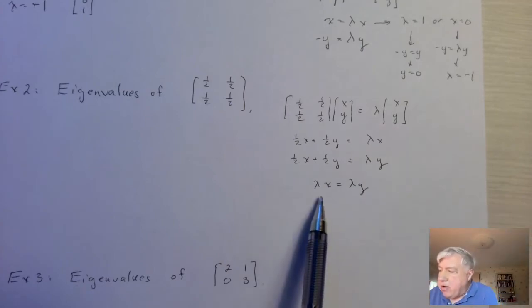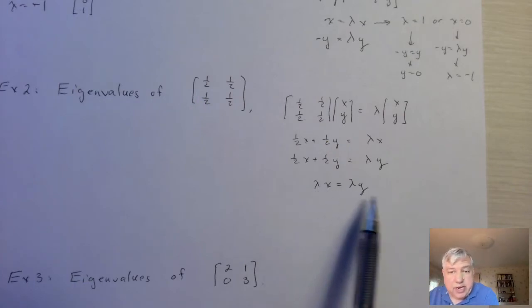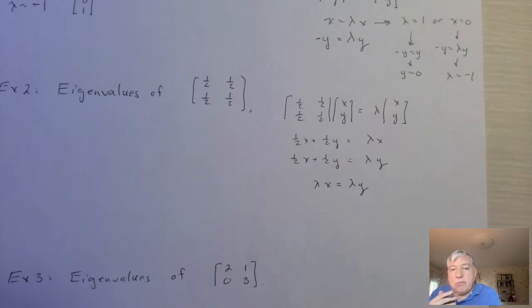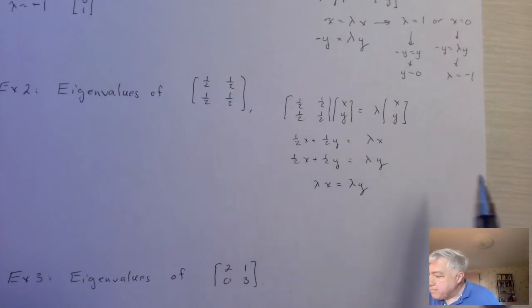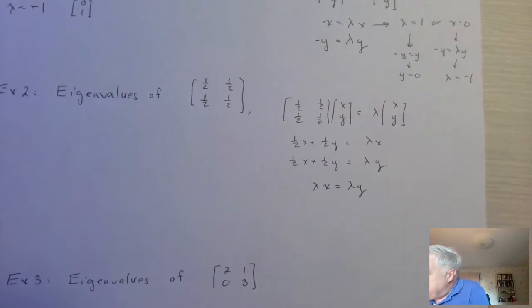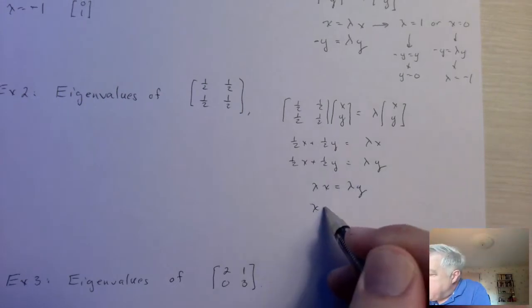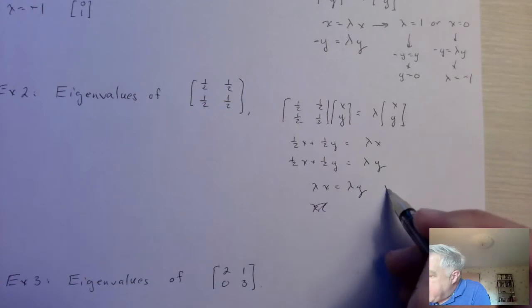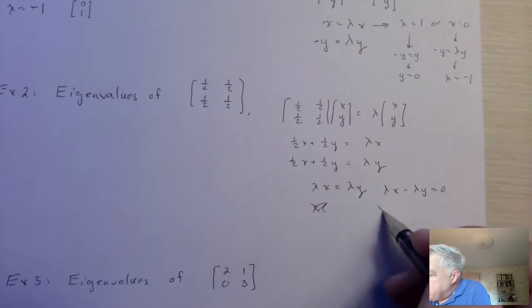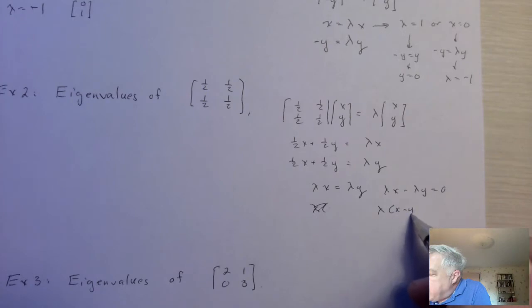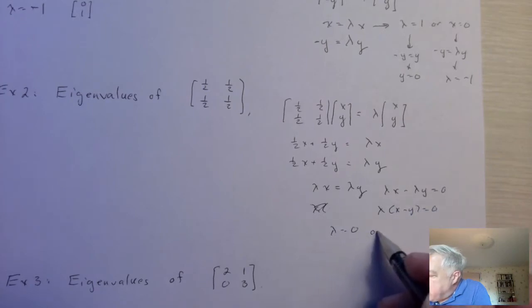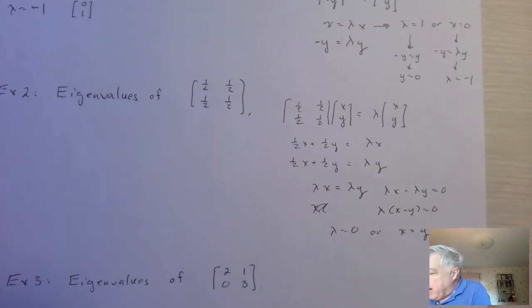So you can say that if lambda is not 0, we can divide both sides by lambda and we get x equals y, in which case lambda would have to be 1. And then, of course, if lambda is 0, you'll see what happens. So let's just do it this way. We can say lambda x minus lambda y equals 0, so lambda times (x minus y) equals 0. So either lambda equals 0 or x equals y.